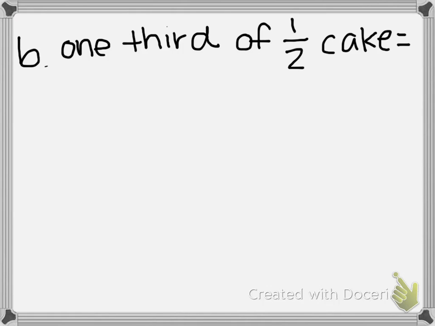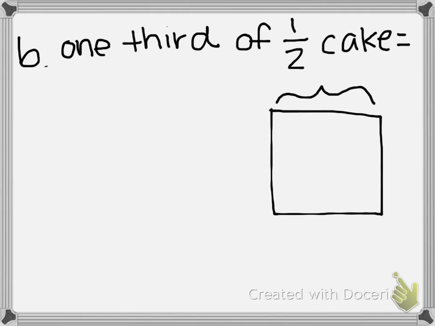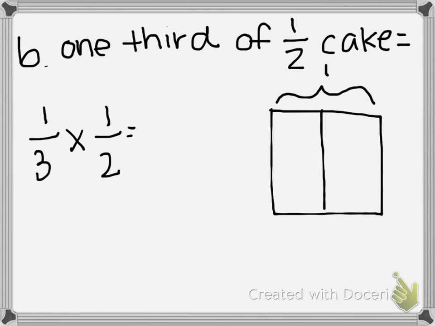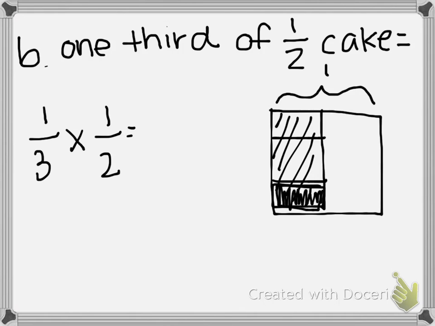Okay, now let's take a look at B. 1/3 of half a cake. So let's represent our 1 cake. Okay, and then we're finding 1/3 of half of that cake. So first I'm going to represent half, and then I need to find 1/3 of that half. So I'm going to split it into 3 parts. And I'm focusing on, or I'm trying to find, what 1/3 of that half is, which is represented here.